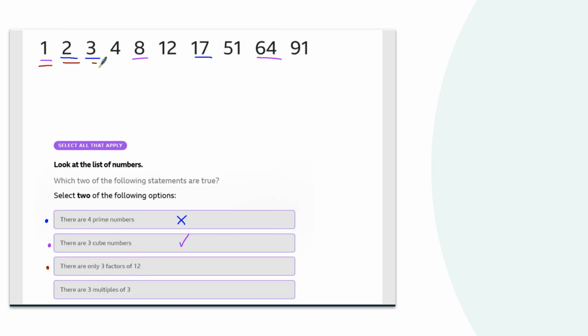One is not prime because it has only one factor, and prime numbers have exactly 2 factors, 1 and the number itself. 51 is not prime because it is a multiple of 3, and 91 is not prime because it is a multiple of 7. There are more than 3 factors of 12. So 1, 2, 3, 4, and 12 are all factors of 12. Don't forget that 1 and 12 are factors of 12.